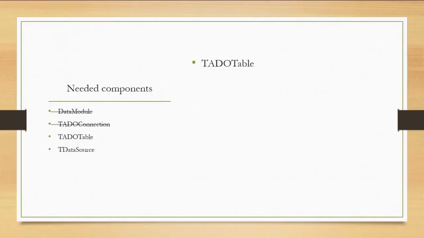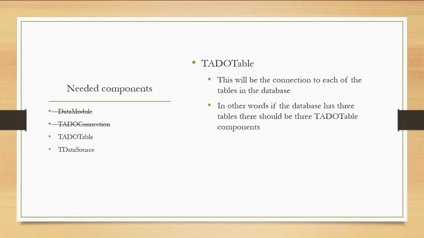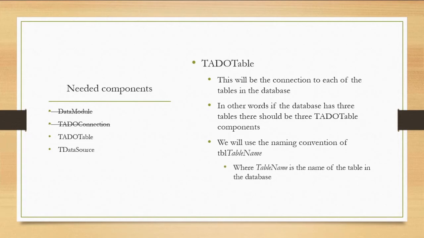Let's look at the TADO table. This will be the connection to each of the tables in the database. In other words, if the database has 3 tables, there should be 3 TADO table components. We will use the naming convention of TBL table name, where table name is the name of the table in the database.